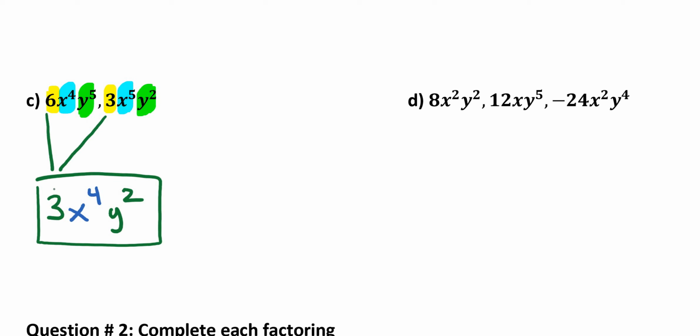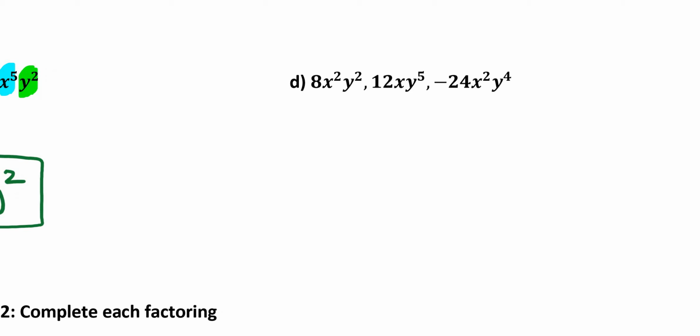Okay, moving on to letter D. My numbers are 8, 12, and negative 24. And the biggest number that divides into 8, 12, and negative 24 at the same time would be the number 4. And then let's take a look at the variables now. There's an x squared, an x squared. Out of all those x's, what's the smallest number of x's that you can have? Well, it's this one right here. That's a single x, so x would be the greatest number.